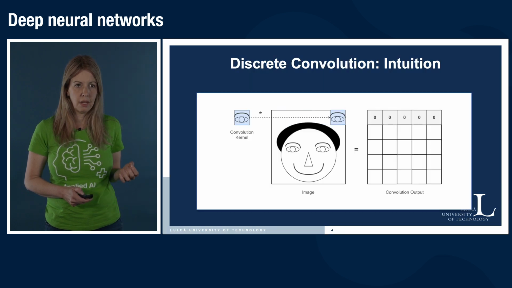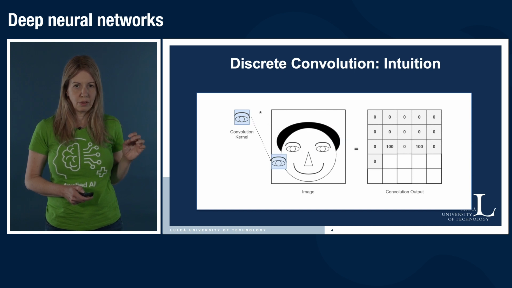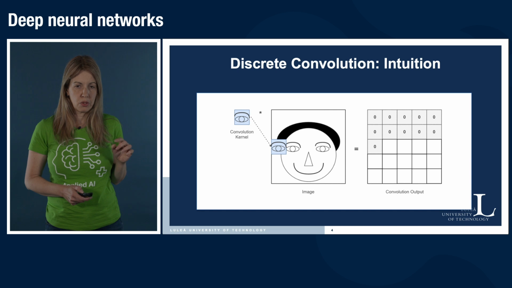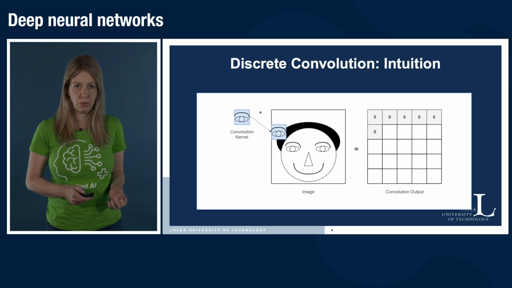And here we can see the intuition of the discrete convolution. We have the convolution kernel. In this example, it's an image of an eye. And we try to detect where this eye is located in the image of the face. To do that, we move the small image of the eye in all possible directions in the image, and whenever we find an eye, we put 100 as an output, and whenever we don't find an eye, we put a 0 as an output. And this is the discrete convolution.